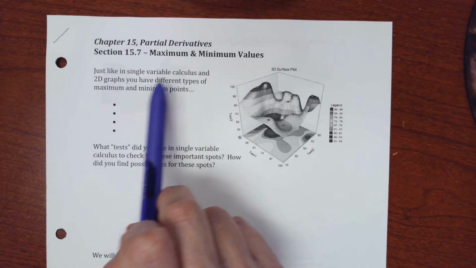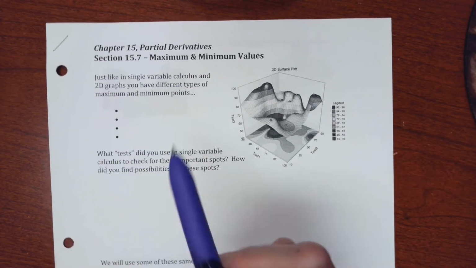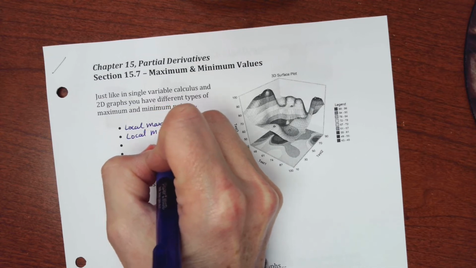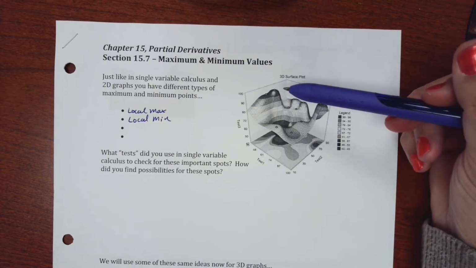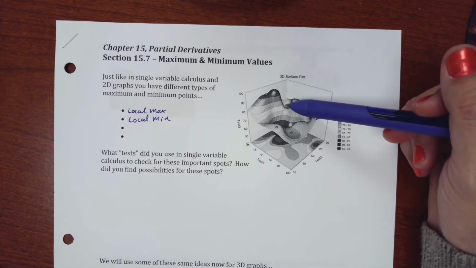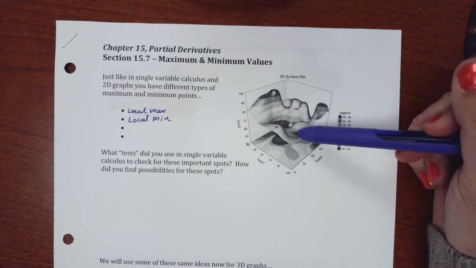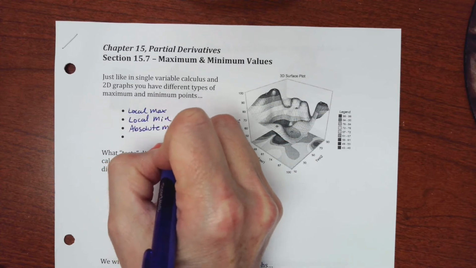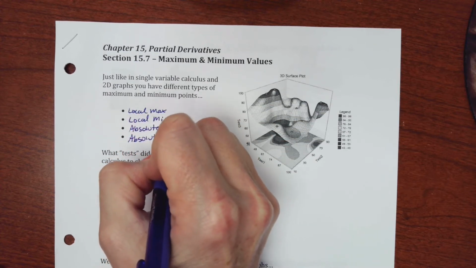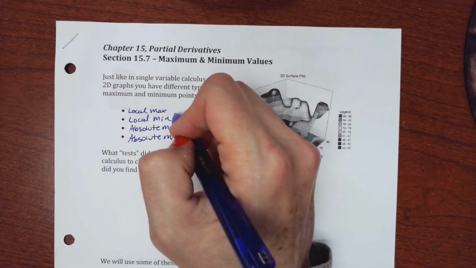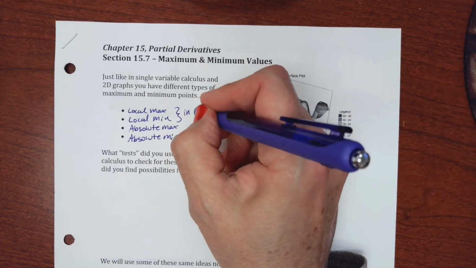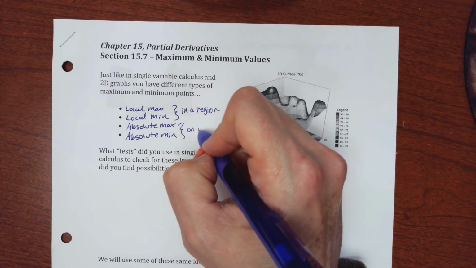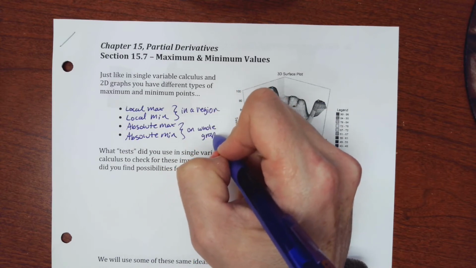But anyway, just like in single variable calculus and 2D graphs, you have different types of maximum and minimum points, right? You have your local maxes and your local mins. An absolute maximum can be a local max also. Your high points are your maximums, your low points are your minimums, but then you also had absolute maxes and absolute minimums, right? So you had those four things, and your locals were like a high and low in a region. And these were the high and low on the whole graph. So that's what those words were.